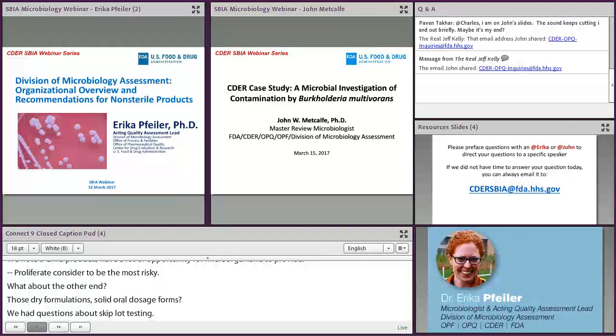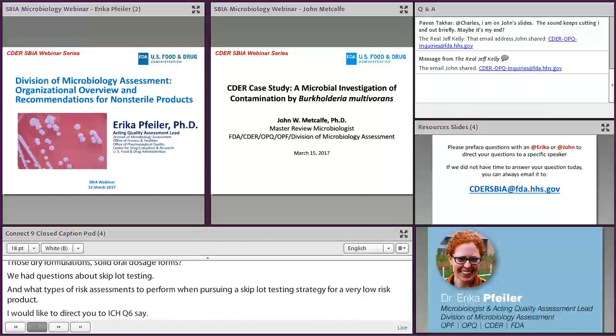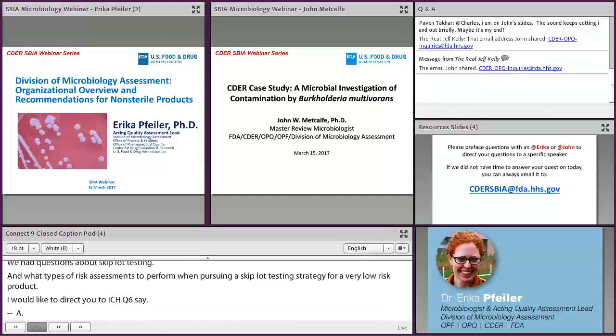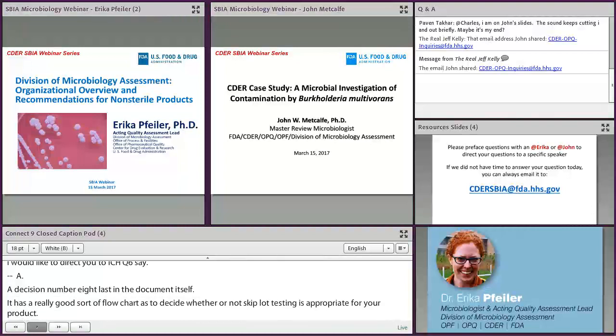And with that in mind, I'd like to direct you to ICH Q6A. There is a decision tree, I believe it's decision tree number 8, the last decision tree in the document itself, but it has a really good flow chart as to how to decide whether or not skip lot testing is appropriate for your product, what kinds of information to look at for your product, and consider putting in your application when you get to that point.